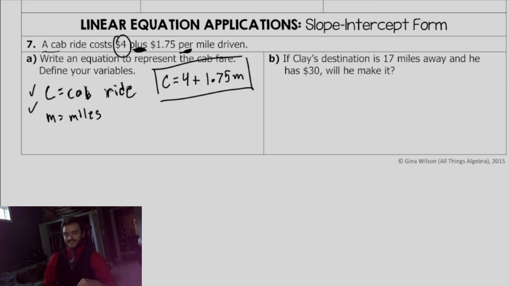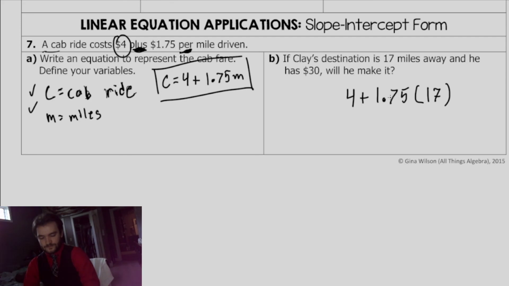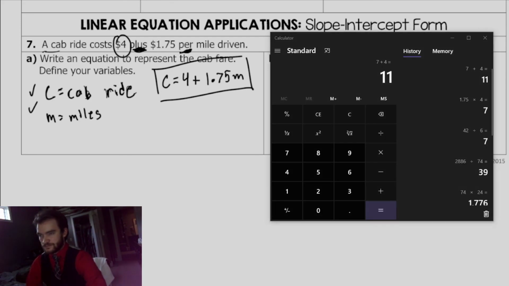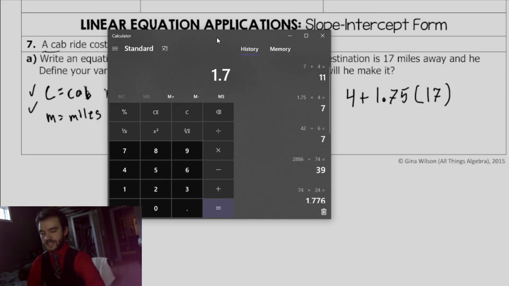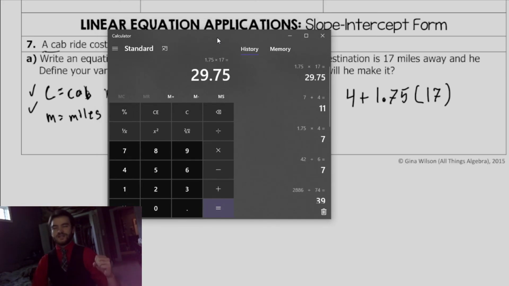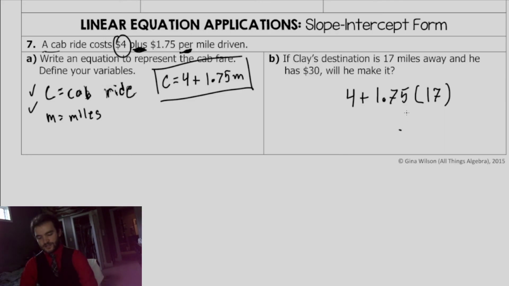If Clay's destination is 17 miles away and he has $30, will he make it? So first off, if it's 17 miles away, what we can do is see how much it costs. So 4 plus $1.75 and however many miles we have to travel. 17, right? So I'm going to take 1.75 times 17 miles. That means we're charged $29.75 just from the trip there. Now we have to add the $4 that's always going to be there, and that is $33.75. So he gets charged $33.75 to do it, so he only has $30. So no. Not even close.